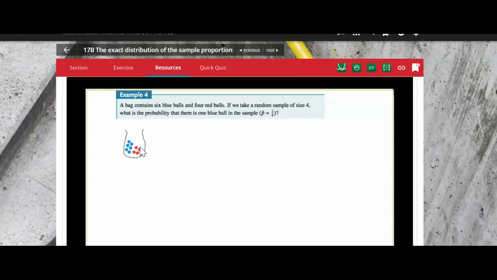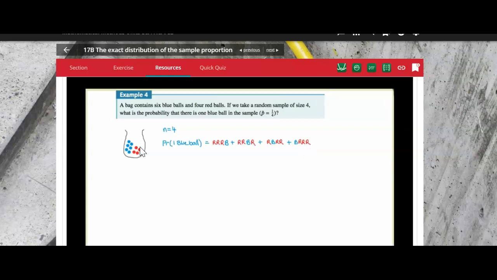As a diagram here, I've drawn our bag with 6 blue balls and 4 red balls in it. We've got a sample size of 4, so we're taking 4 of them out, and we want the probability of only one of them being blue. To spell this out, we could have 3 red and then a blue, or 2 red then a blue then a red, or a red, a blue, then 2 reds, or the first one being blue and the rest of them being red.